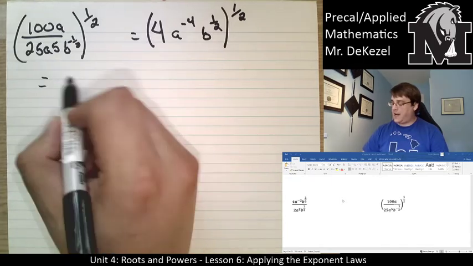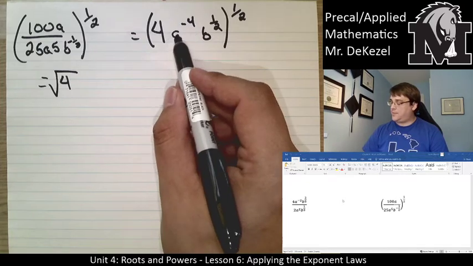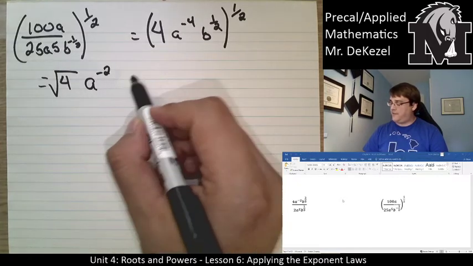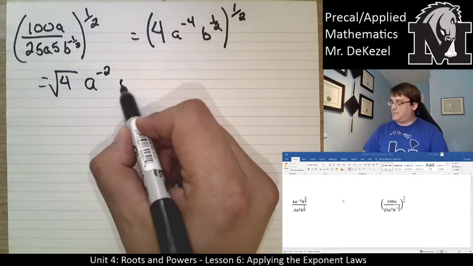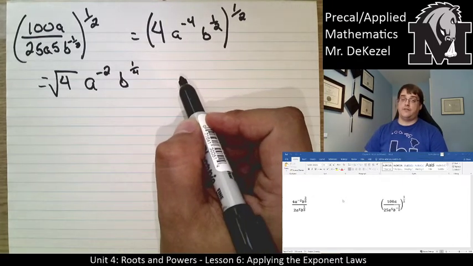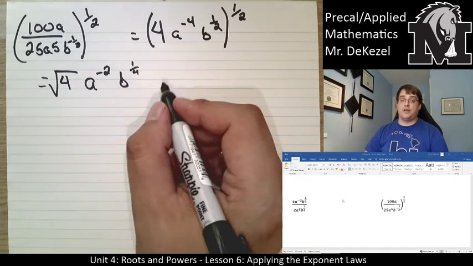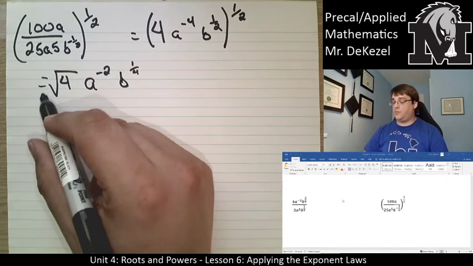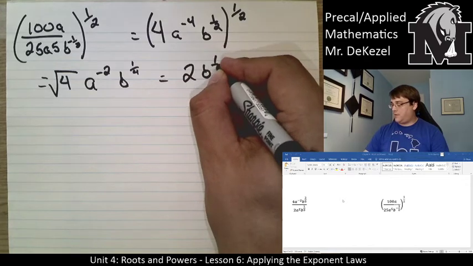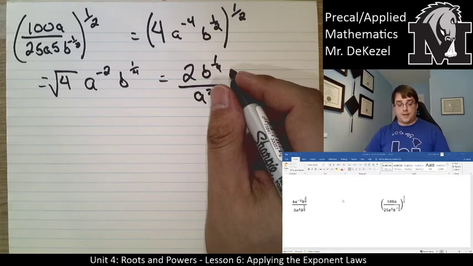Now I can apply the exponent through, and it's not as daunting. 4 to the power of 1/2, so that's 4 square rooted. A to the power of negative 4 times 1/2, that's negative 2. And then I have b to the power of 1/2 multiplied by 1/2, that's b to the power of 1/4, I do believe. And then we're going to make this value positive for the exponent and complete the work that we started with the square root of 4. So that's 2 b to the power of 1/4 divided by a squared. And that's our final answer.